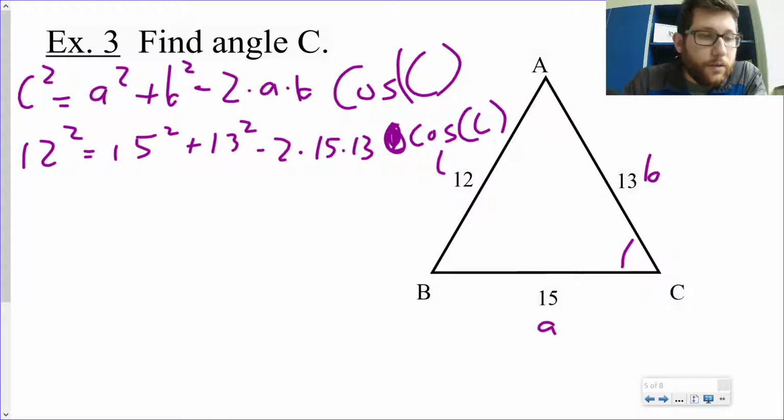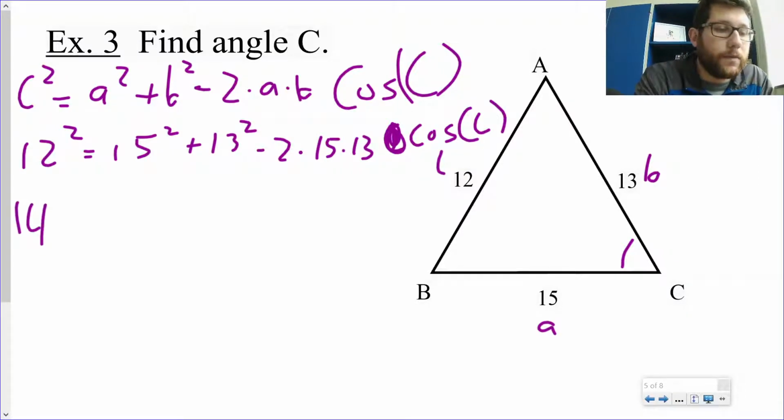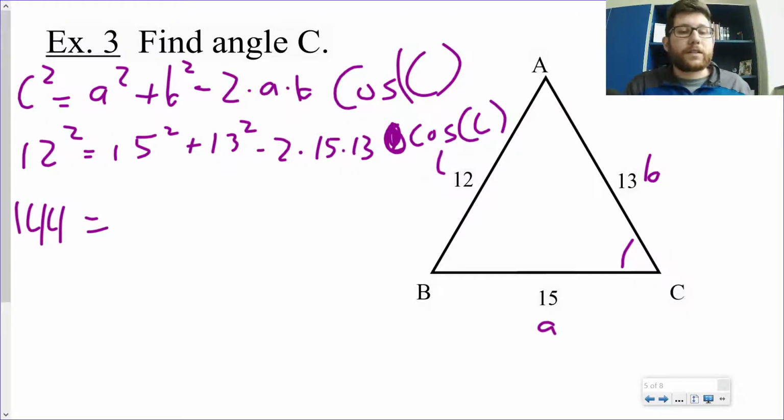All right, so let's do a little solving. So again, what I'm going to do is just do the squares. So that's 144. 15 squared is 225.